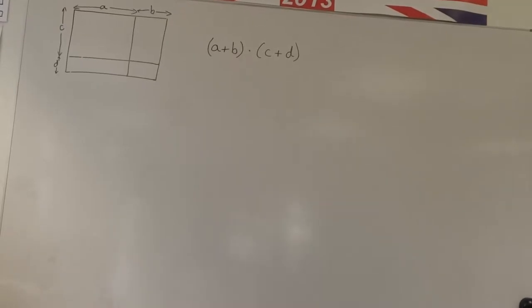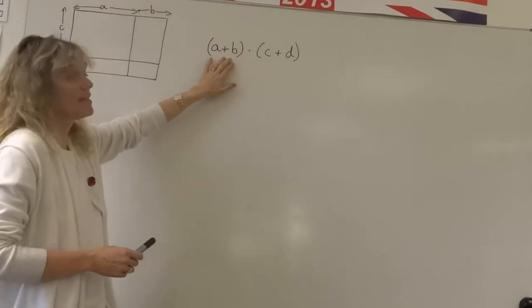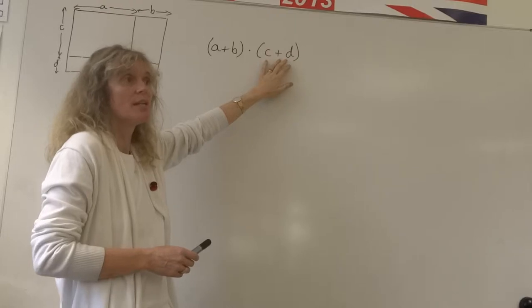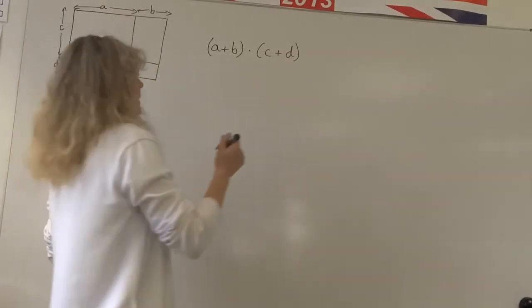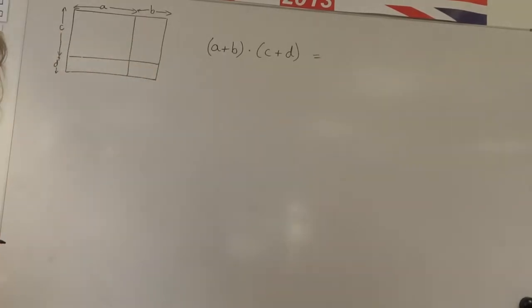What do we do then when we have an equation that looks like this? A plus b is multiplied by the whole expression c plus d. Well, the answer to this is quite simple, using a method called FOIL, but I'll show you that first.